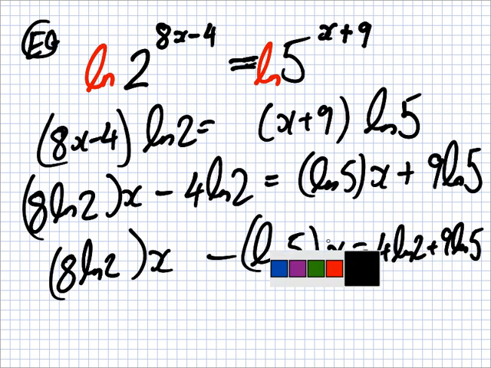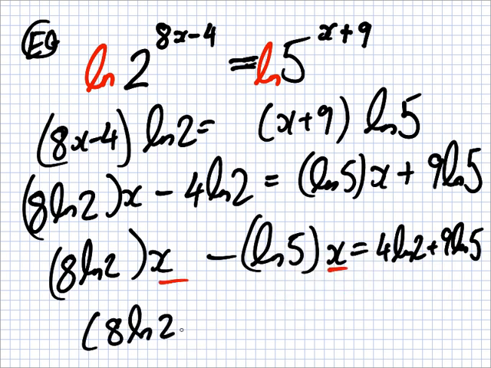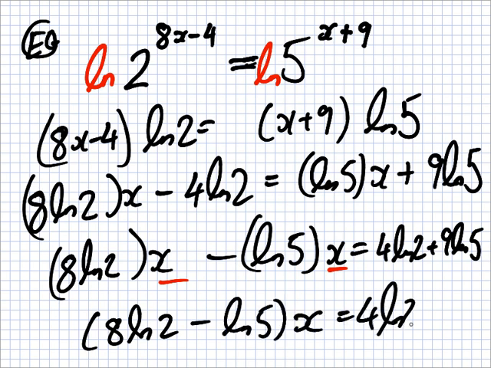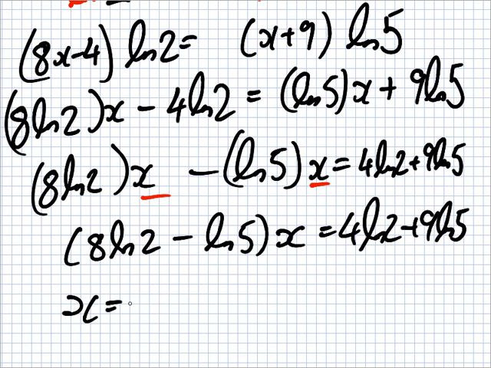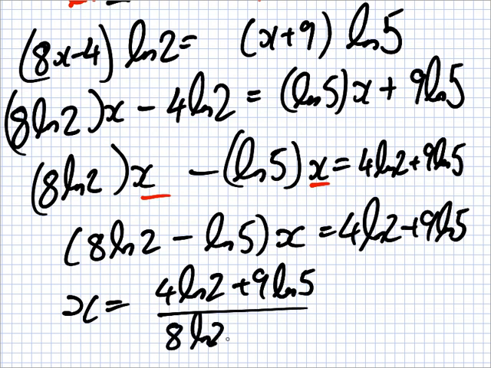And you realise on the left we have an x and an x, so take them out: 8 log 2 minus log 5, times x, equals 4 log 2 plus 9 log 5. Then there's only one thing left to do, which is divide. So x equals 4 log 2 plus 9 log 5 over 8 log 2 minus log 5, which will be a decimal. Let's see. 0.699, I think.